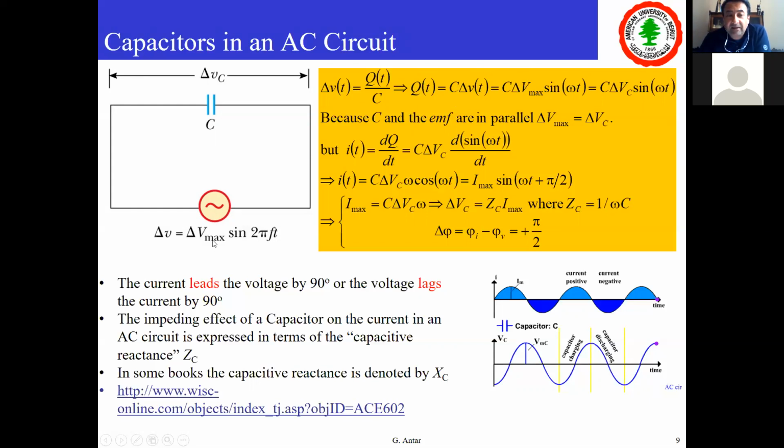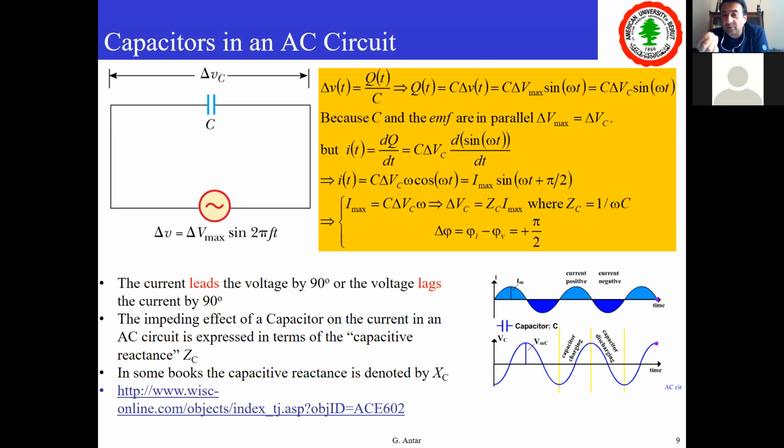What's delta V of t? Delta V of t equals delta V max sine of omega t. So consequently, my Q is equal to C delta V max, around the capacitor if you want, sine of omega t. Now, what is my question? I want my current. My current is related to the charge by dQ over dt.